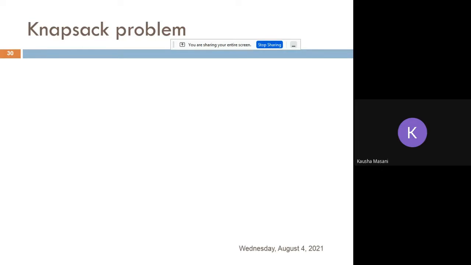Okay, so today we are going to start with your knapsack problem. Now, this problem is regarding some weights, some profits, and how can you get the most optimized profit using those weights. So that is the whole idea of the knapsack problem.